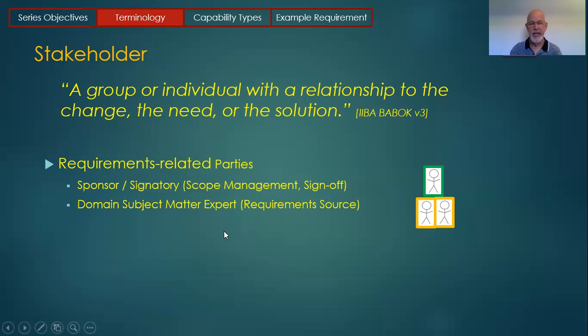The other requirements related parties I'm calling domain subject matter experts, SMEs. These people are our requirements source. And I've outlined these little guys in gold because they are worth their weight in gold. These are the types of stakeholders that we care about most in the requirements gathering, the requirements documenting area. They're our source of documents.